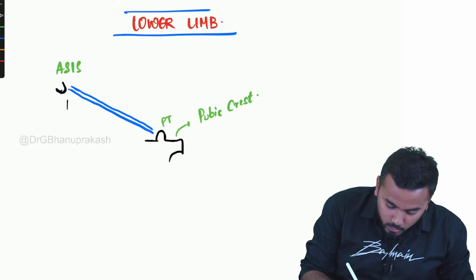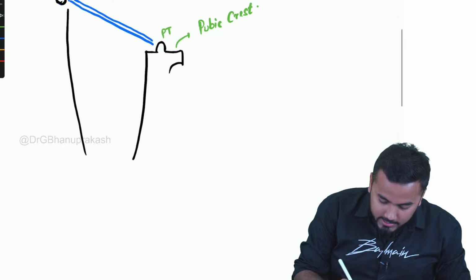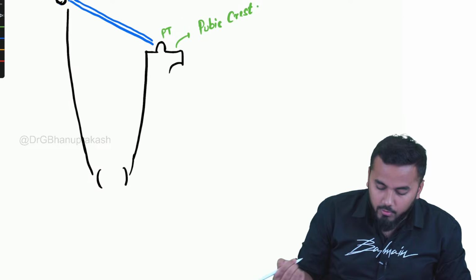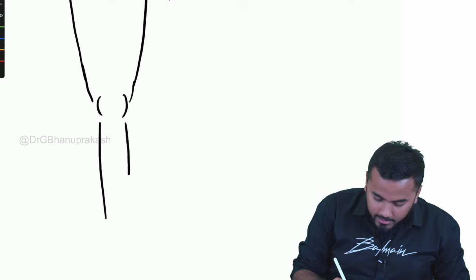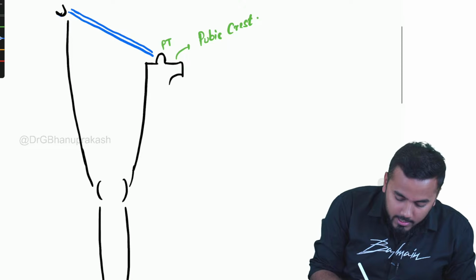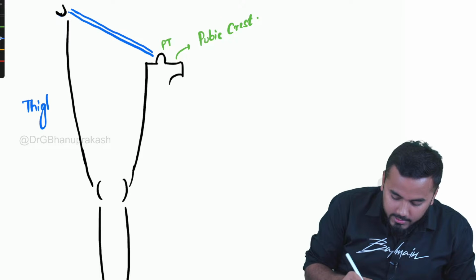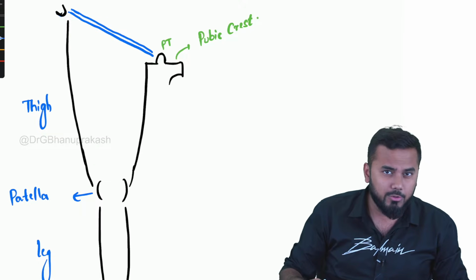This is where the lower limb starts, like this. And this is your patella over here, right? And as you go down, this is your leg. Okay, so what is this? This part is your thigh, this part is your leg, and this part is your patella. I'm just forming the basics, guys. I did not go deep into the topic.